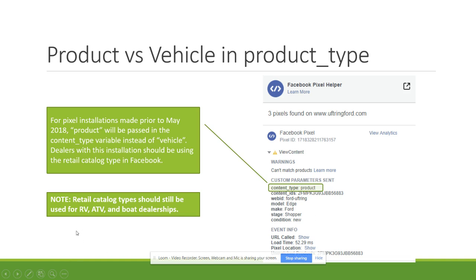Do note that if you're working with dealers that are RV, ATV, or boat dealerships, you should still continue to use the older retail catalog type and see product in here because so many of the automotive catalog type fields really aren't relevant for RVs, ATVs, and boats.